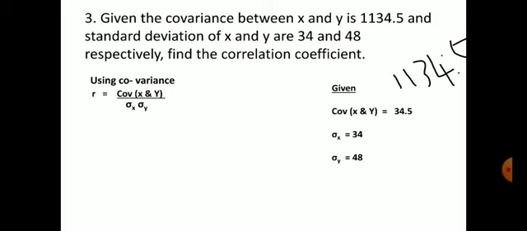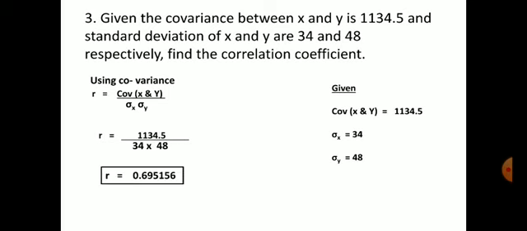The standard deviation of x is 34 and the standard deviation of y is 48. What we have to do is substitute everything in the formula. R is equal to 1134.5 divided by 34 into 48, that is what we'll be getting. That is how we have to substitute. And then what is the R value? The R value we will be getting is 0.695156. Okay, that is a positive correlation.